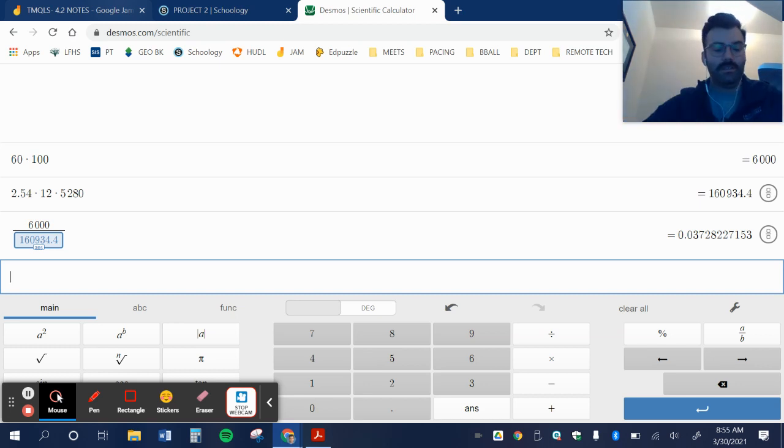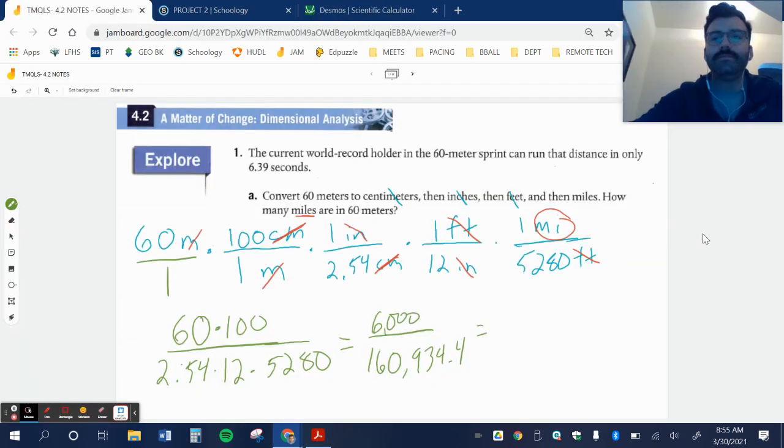When you divide that out, that was 0.3728. So I'll just say 0.0373. And what did we end up with? We ended up with miles.